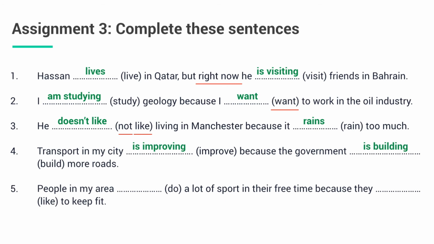The last one, number 5. People in my area do a lot of sport in their free time because they like to keep fit. In this situation, we need to use the simple present with the verb do because it describes something that is always true. People in this area indeed do a lot of sport in their free time. We also use the simple present with the verb like because it illustrates the thoughts and feelings.